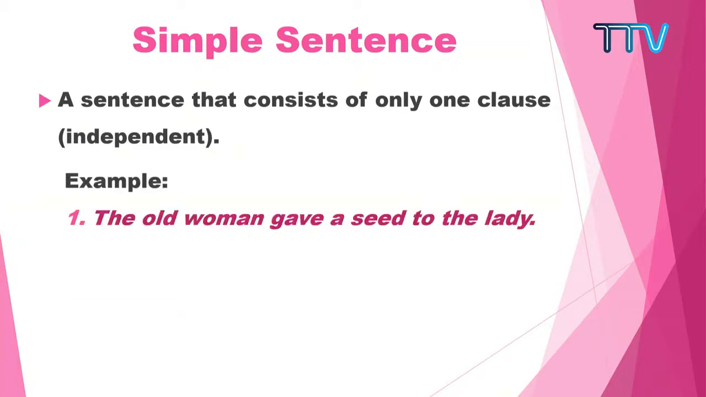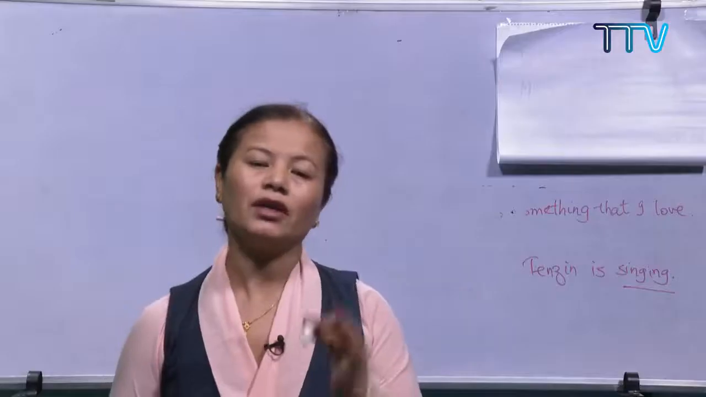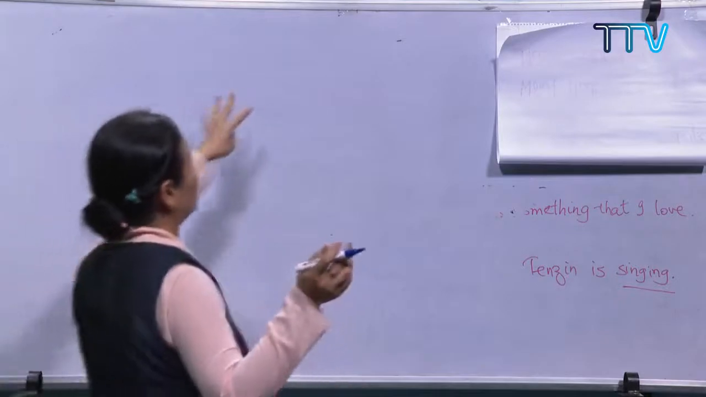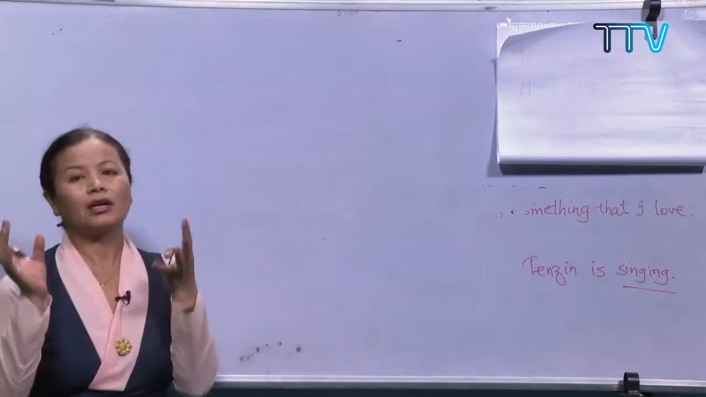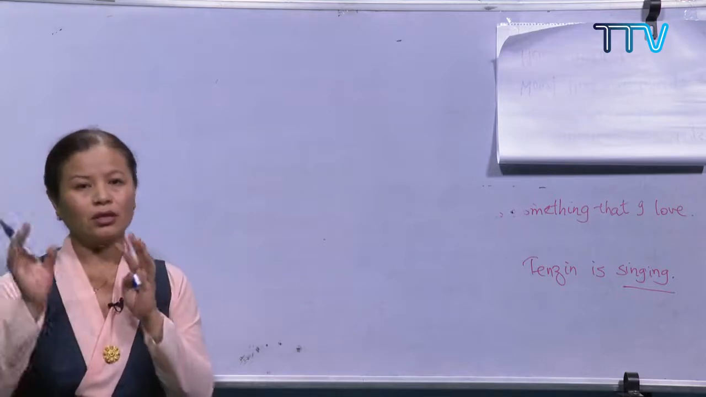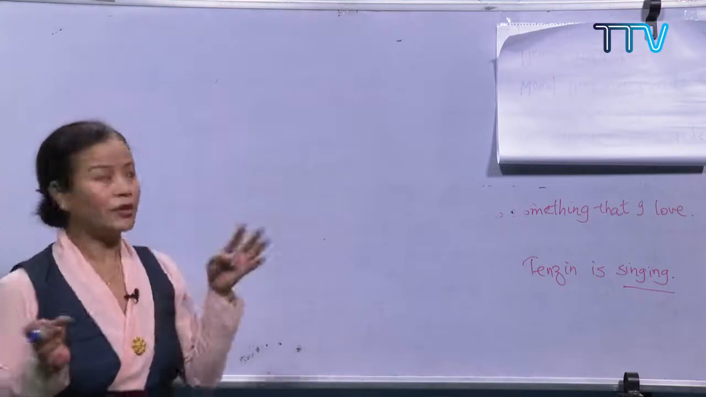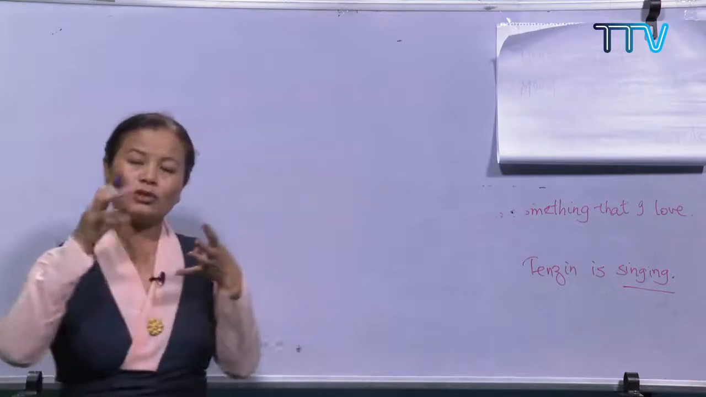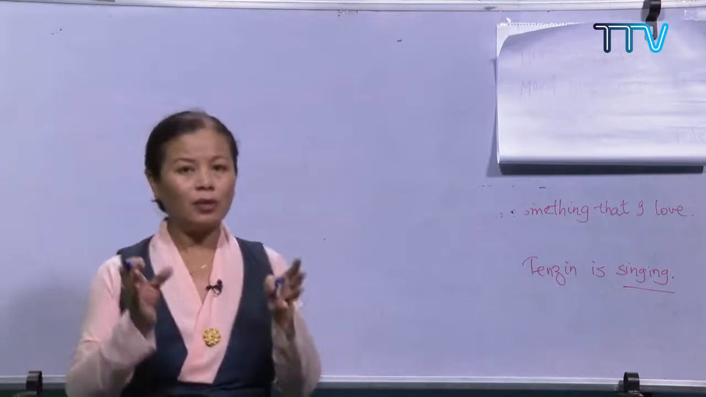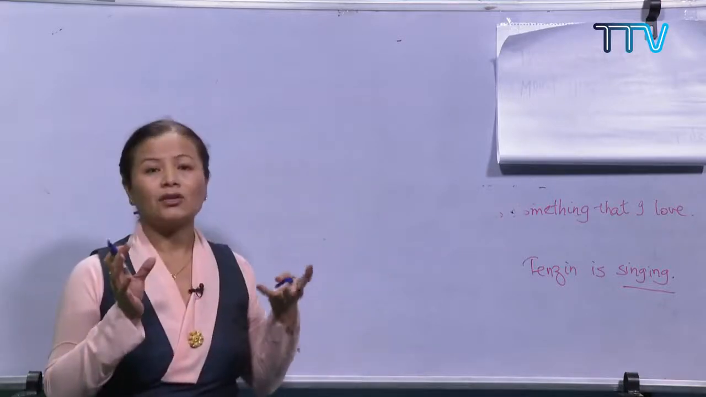Okay, for example, the old woman gave a seat to the lady. So this is an example of a simple sentence. Like phrase and clause make a sentence, but in a simple sentence what you need to understand is that it consists of a clause, and that clause has to be independent, because in my third session, I will discuss types of clauses with you. So the clause can be independent and dependent, right? For the time being, I'm not going to discuss clauses in detail, but only trying to help you with what a simple sentence looks like, right?